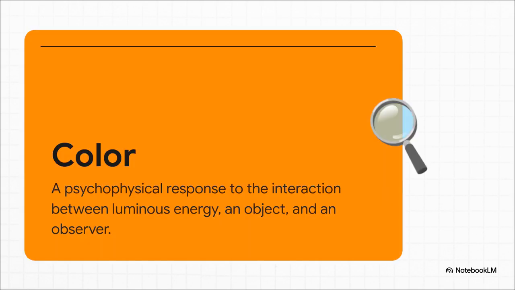Okay, if you remember one thing today, let it be this. Color is not in the tooth. It's not a static property of an object. Color is a perception. It's an event that happens when three things come together: a light source, an object, and you, the observer. You change any one of those three, and the color you see completely changes.